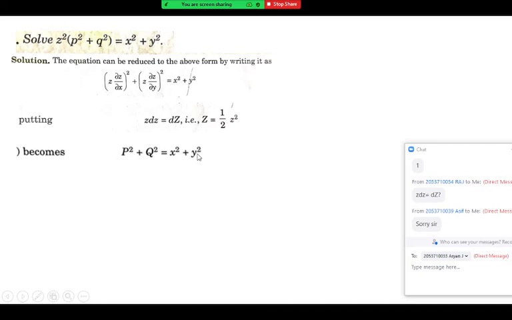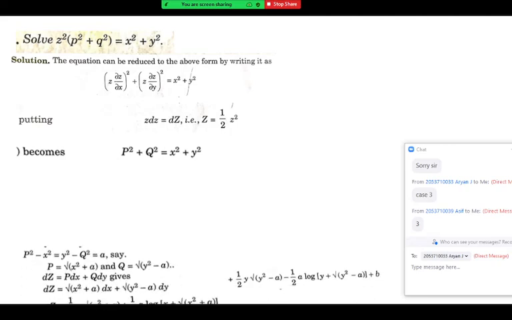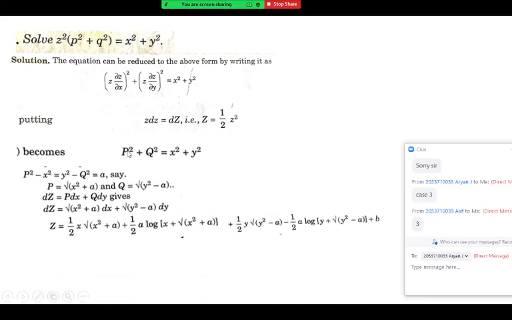So which form is this? This form is 1, 2, 3, 4. Yes, case 3, Aryan, correct. It is case 3: P, Q and x, y are present, so the terms of x, p and the terms of y, q are separated. That should be separated now. So you will observe P square minus x square equals y square minus Q square is equal to some constant, and that constant is a.